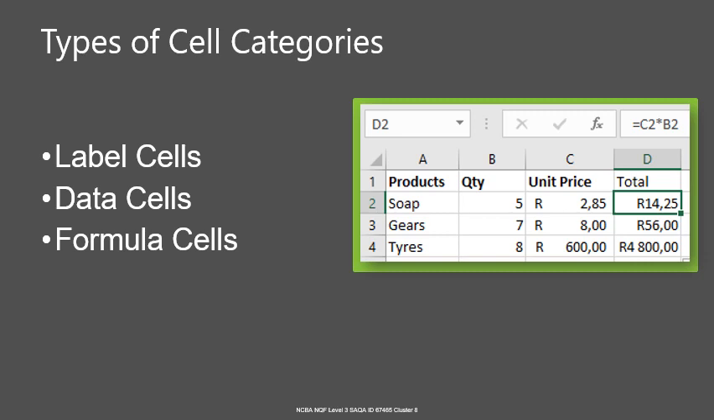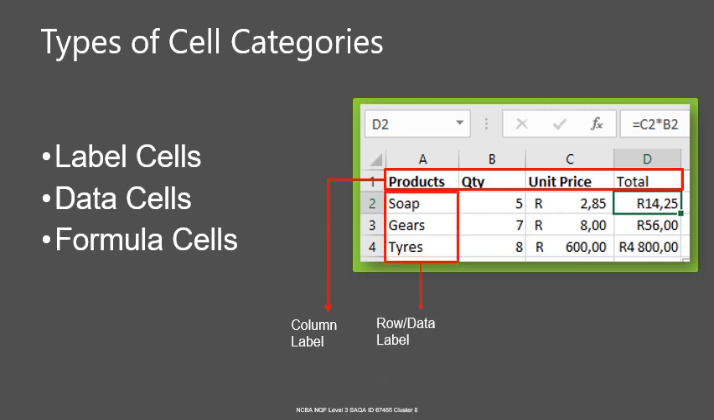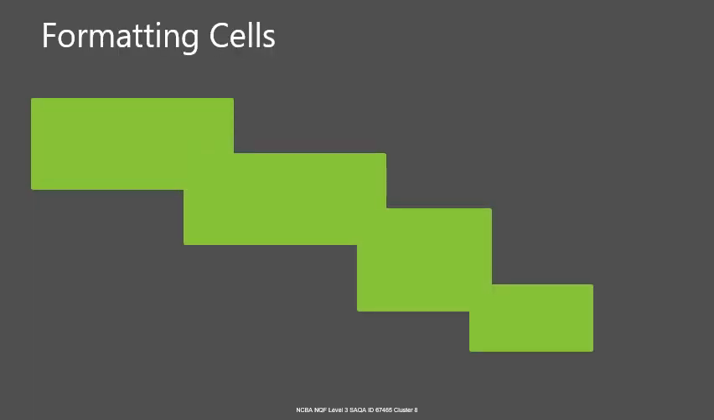If we take a look at the example, it will show us that label cells are cells that label the contents or the data inside the cells. We get two types of labels, column labels and row labels. Then we get data cells, which is the data, and then we get formula cells, which is the calculation based on the data. Now earlier I mentioned not to worry about how your spreadsheet looks at this stage, because the way your content looks is dependent on the content itself.